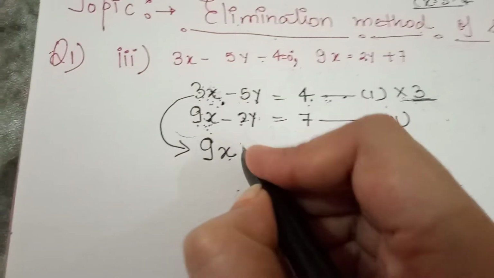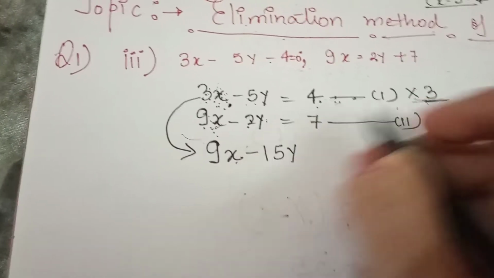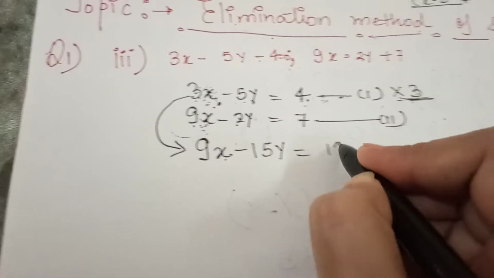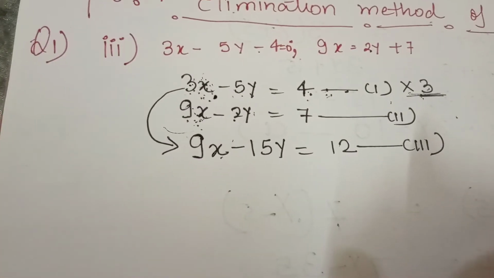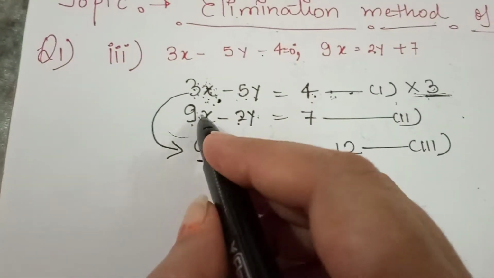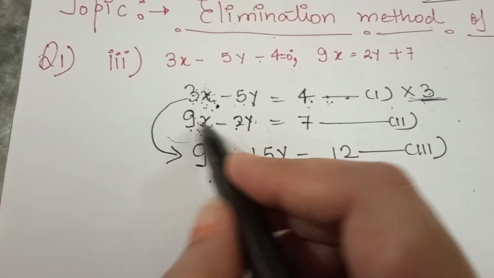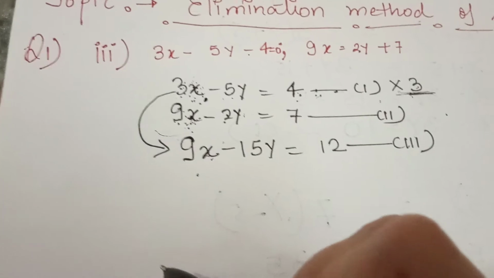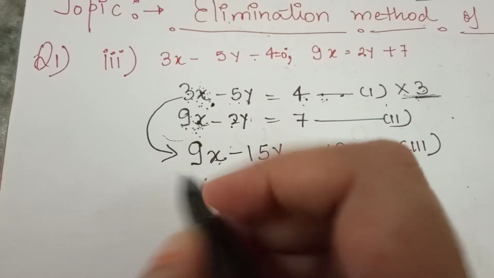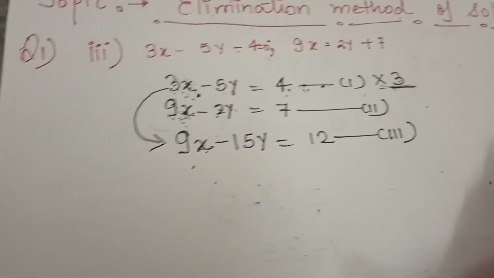Then 3 into 5 minus 15y, 3 into 4 is 12. So this is the new equation, and I am giving it the name third equation. Now you can see the second equation. In the second equation, the coefficient of x is the same as in the first equation. So, clear, our first step is done.